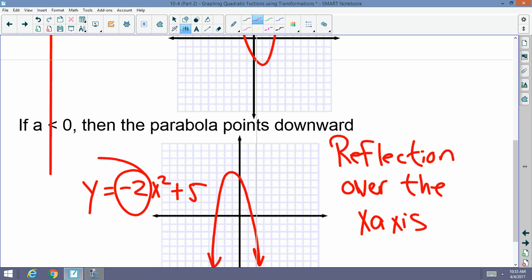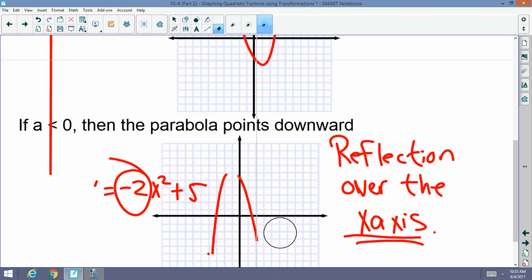Let's think about that statement. When you have a reflection over the x-axis, that means that you're multiplying the y values by a negative. So when I originally had, let's say, (2, 5), the reflection over the x-axis of that would be (2, -5), okay? Now your parabola is going down. That's why it's going down.